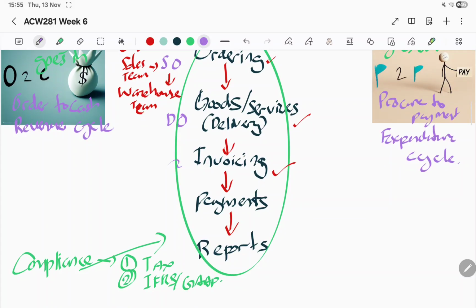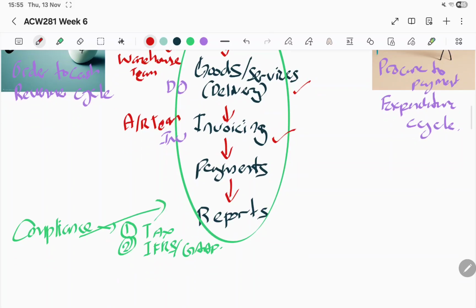We will go down over here to the invoice. Once it's delivered, who will send out the invoice? Over here usually is the account receivable team, the AR team. The AR team will send out the invoice, and they will also do the receipt. They also do the receipt and the report. So the AR team basically does these 3 things.